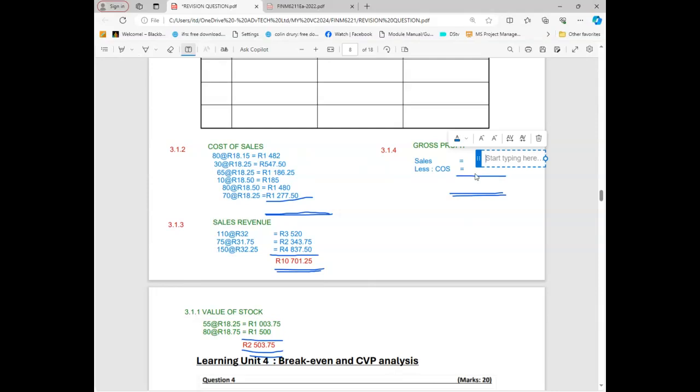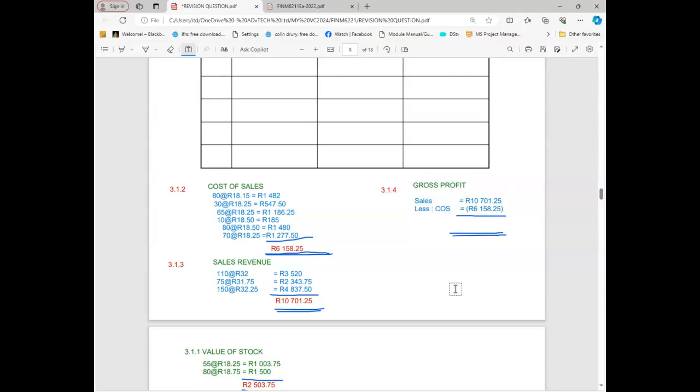The new amount is 6,158.25, sir. So, which one is most likely to be asked, FIFO or the weighted average cost? No, they change. They just change whatever. So, you never know.